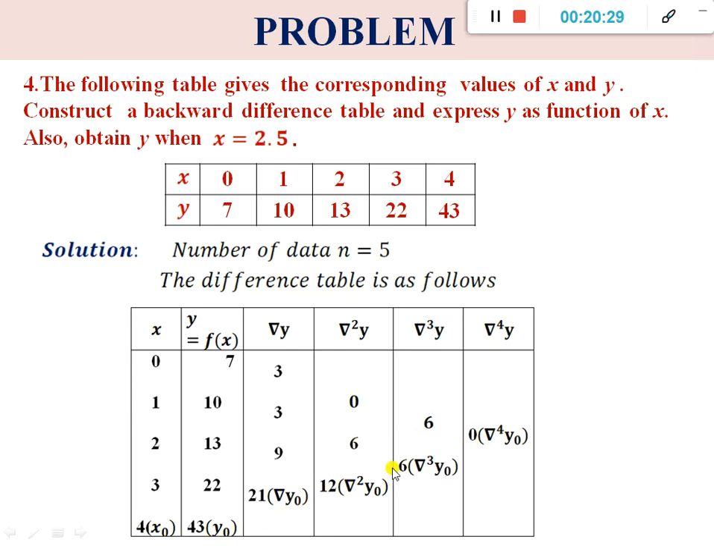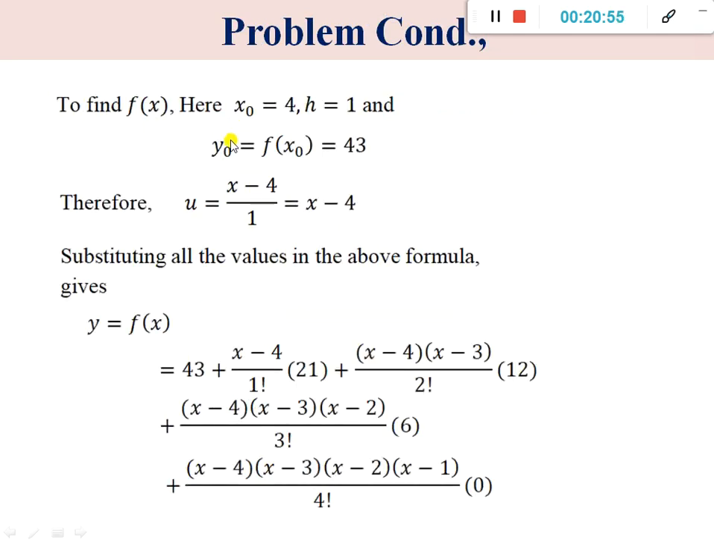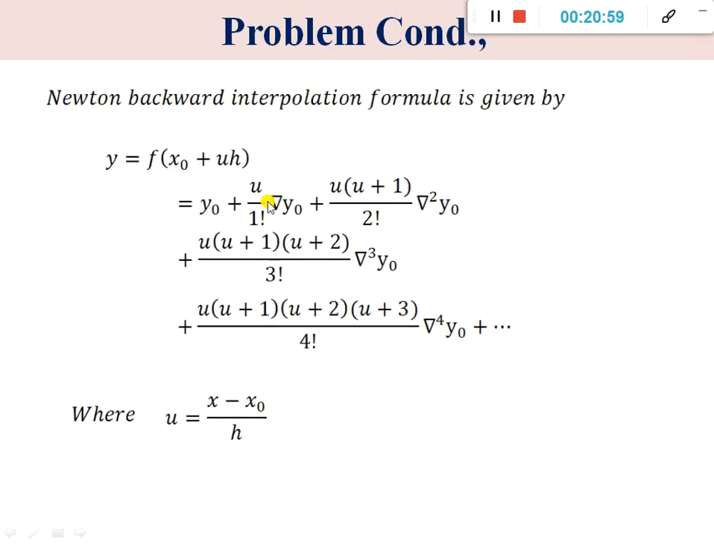At last the values are x naught, y naught, delta y naught, delta square y naught, delta cube y naught, and delta power 4 y naught. Of course this is 0, so no need to develop the formula up to this. We have to trim the formula up to delta cube y naught, that's enough. Yeah, we have Newton's backward formula here. Now we need to find the value of y at x is equal to 2.5.